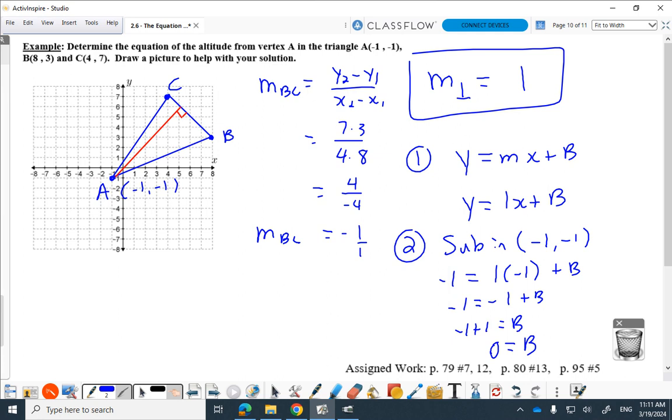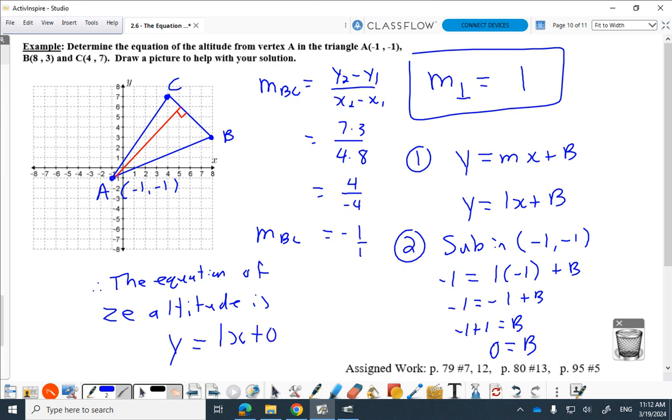Therefore, the equation of the Z altitude is y equals 1x plus 0. That's technically correct. You could write 1x plus 0, or you could just write y equals x. Also, better probably, but same.